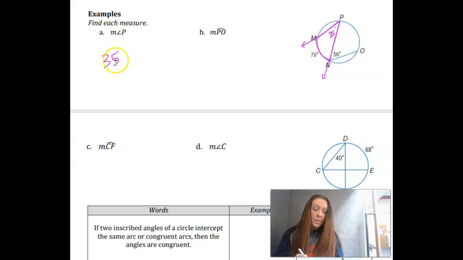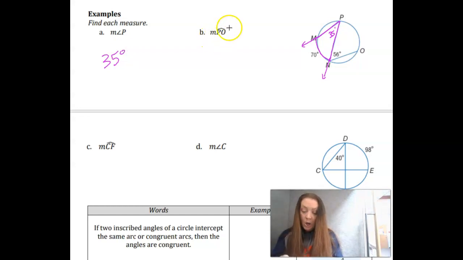And if you're doing this on paper, I would go ahead and just label it because you might use that information for other parts of a question. All right, part B, we want the measure of arc PO. So arc PO is right here. Okay, and so what I notice is these are the endpoints, and I have this angle right here.